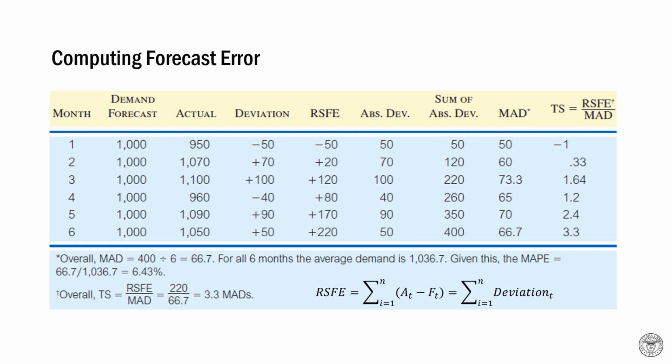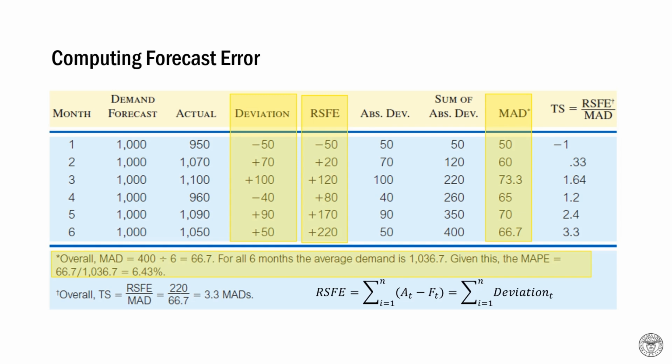We will now illustrate how to compute forecast error using a dataset consisting of 6 data points, each representing actual demand and corresponding demand forecast. The process begins by calculating the deviation for each data point, obtained by subtracting the forecasted demand from the actual value. This deviation represents the error for each forecast. Next, we compute the running sum of forecast errors, RSFE, which is the cumulative sum of these deviations. To calculate the mean absolute deviation, MAD, we take the average of the absolute values of these deviations, providing us with an average measure of forecast error.